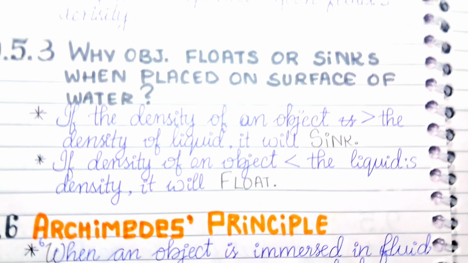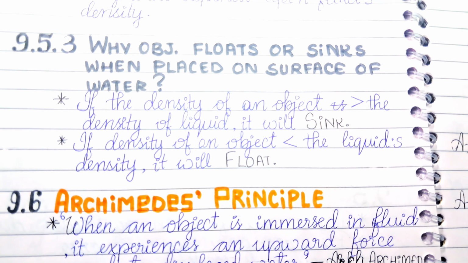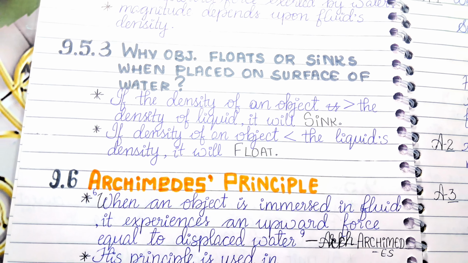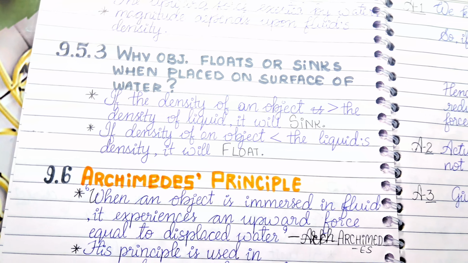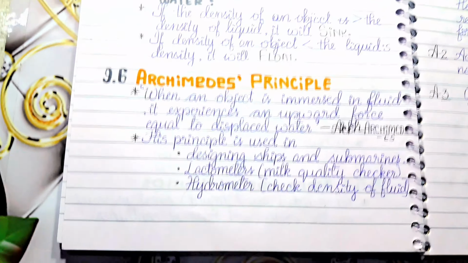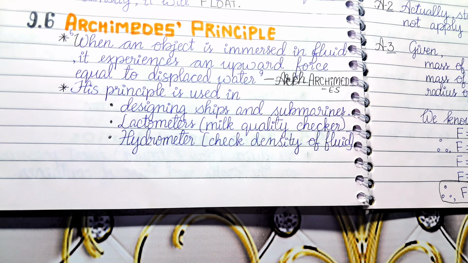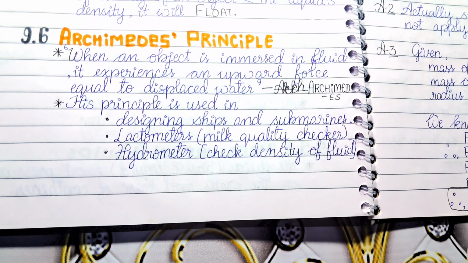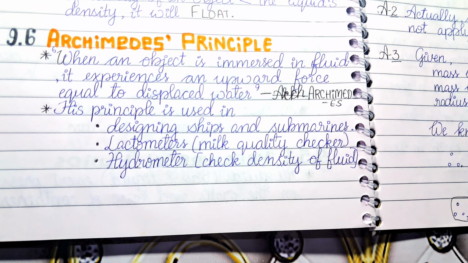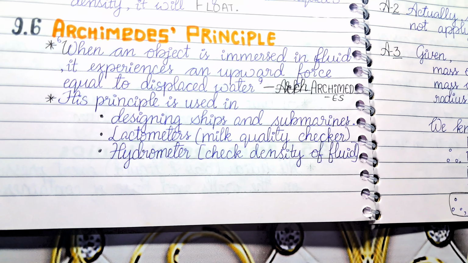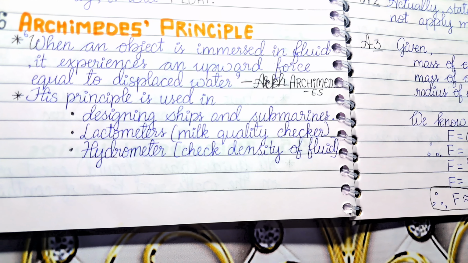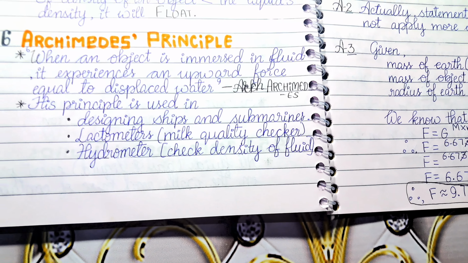Then comes why objects float or sink when placed on the surface of a fluid. If the density of an object is greater than the density of the liquid, it will sink, otherwise it will float. Then Archimedes' principle: when an object is immersed in fluid, it experiences an upward force equal to the weight of the displaced water. This principle is used in designing ships and submarines, lactometers and hydrometers. A lactometer is basically a milk quality checker and a hydrometer checks the density of a fluid.